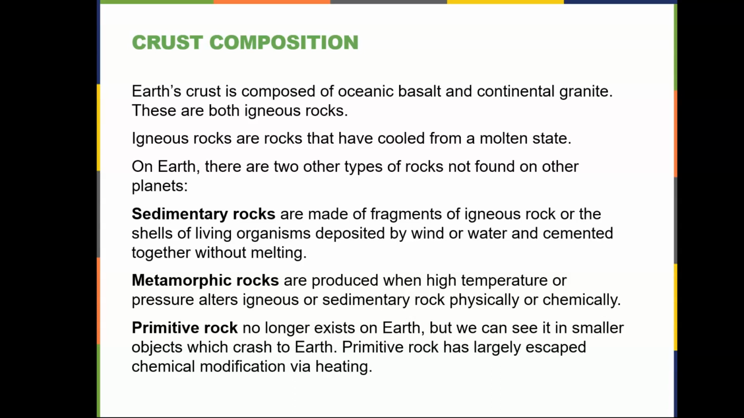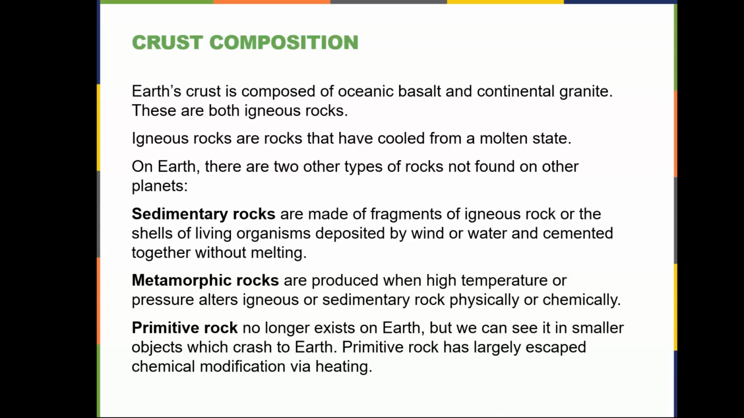There is another type of rock important to planetary studies: primitive rock. Primitive rock no longer exists on Earth, but we can see it in smaller objects which crash into Earth. Primitive rock has largely escaped chemical modification by heating. Primitive rock represents the original material out of which the planetary system was made.